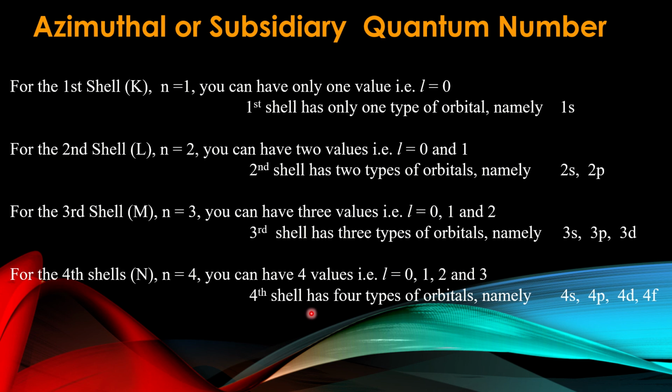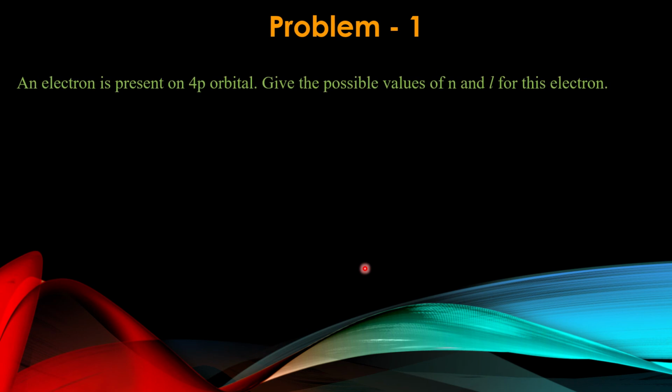Dear students, from these two quantum numbers, we can only know about the principal energy level of an electron and the type of orbitals occupied by the electron, but we cannot determine the exact position of the electron. So in the next class, we will learn about the third and fourth type of quantum number, but from these two quantum numbers, I will solve some problems for your better understanding.